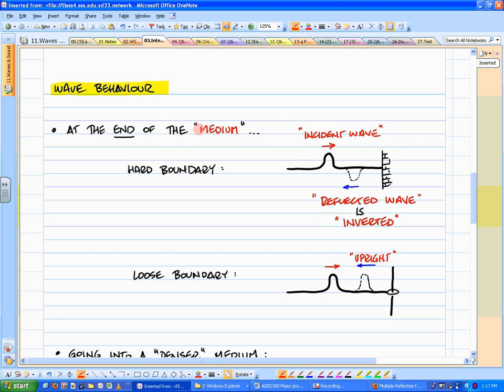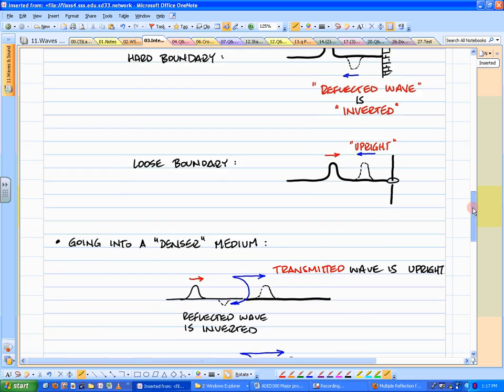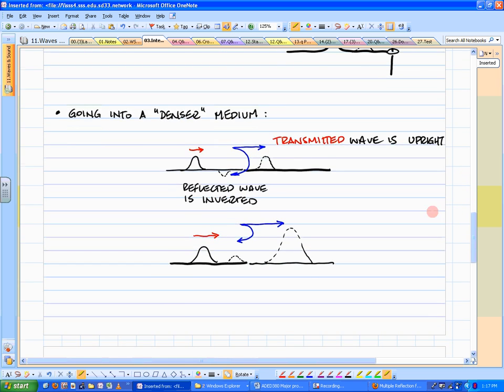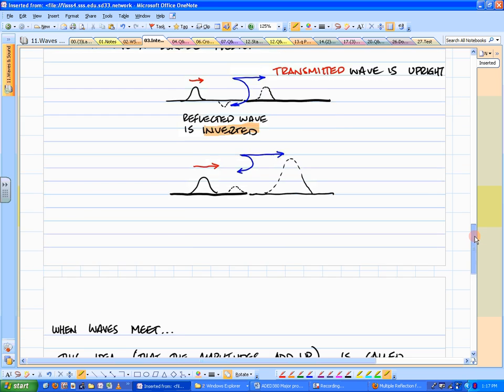Talk a little bit about wave behavior, the medium. The medium is what the wave actually travels through. I might highlight this word here. It might be a rope, it might be water, it might be air. And going into denser mediums versus less dense mediums, the reflection is either inverted or it's transmitted forward as upright.